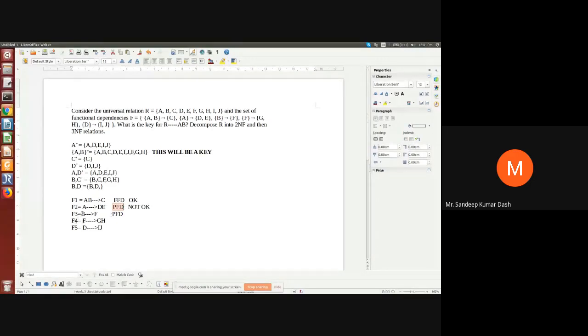Now this is also the same. Here there is no A. Here it should have been A; if it had been A here, F would be fully functionally dependent on the key, but there is only B. So this is also a partial functional dependency. Not okay. You have to reduce this.